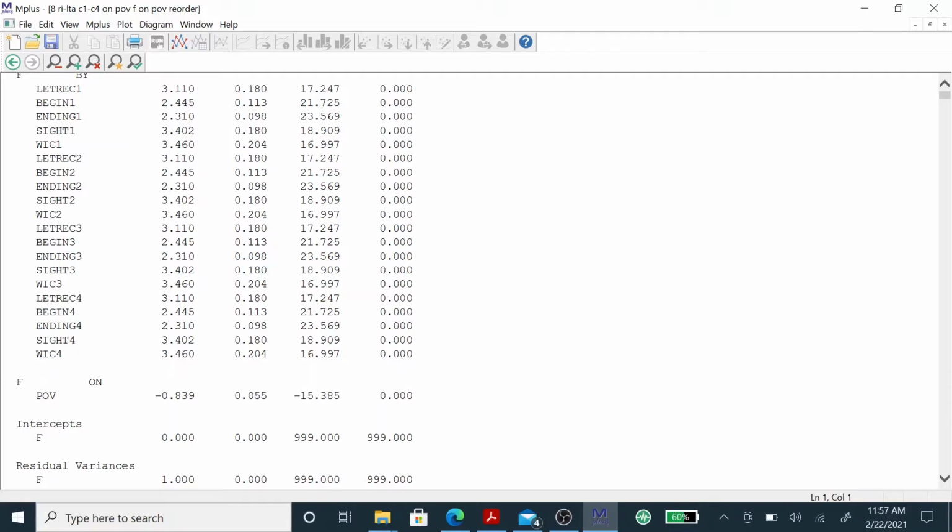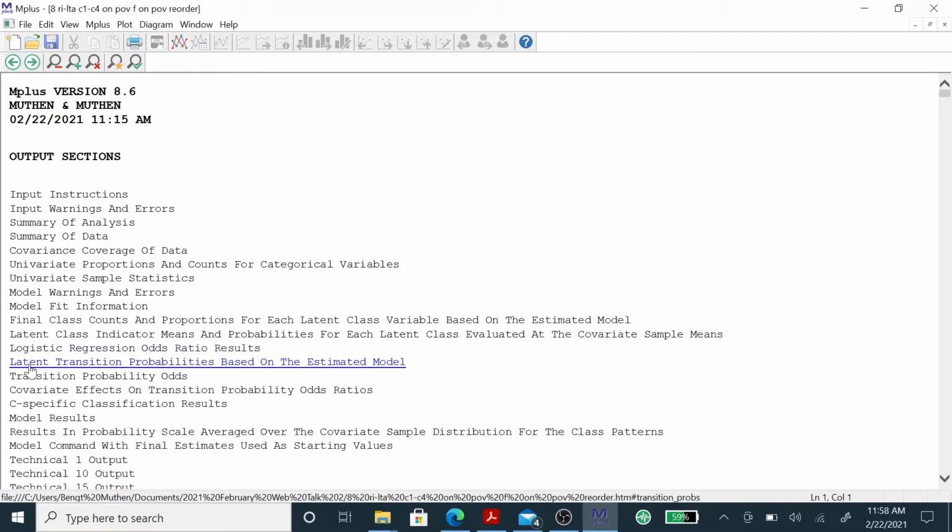And here we have the central result, f regressed on poverty, negative and significant. Negative meaning that the reading skills are lower for those in poverty, which makes sense. And we see then that the effect is almost 1 standard deviation in the f scale if we take the total variance of f to be approximately 1, which you can get from TECH4. Now, what you want to focus on here now are the covariate effects on transition probability odds ratios.